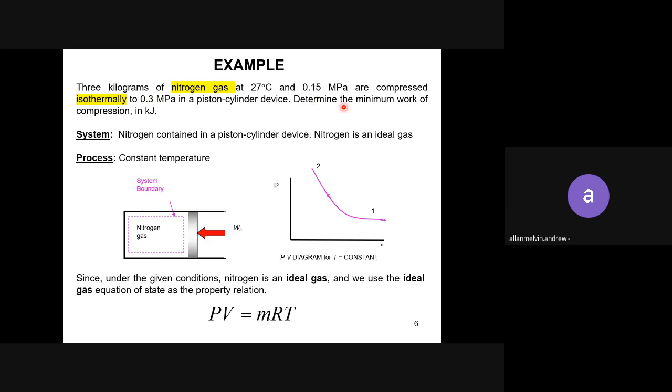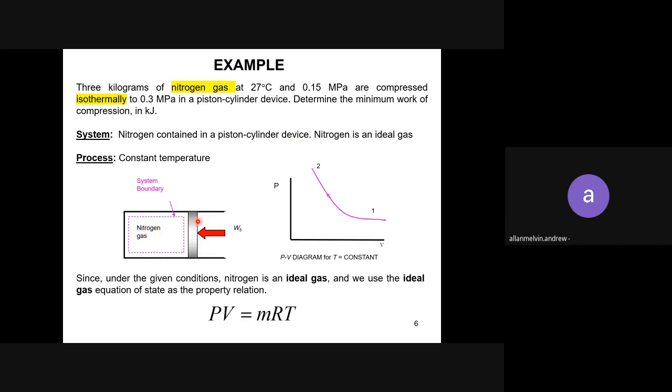Okay, so you do the step like initial. Tulis system. System is a nitrogen contained in a piston cylinder device. So nitrogen is ideal gas. So tulis yang ni dulu, based on the information you get from the question. Then the process is isothermal, or constant temperature.